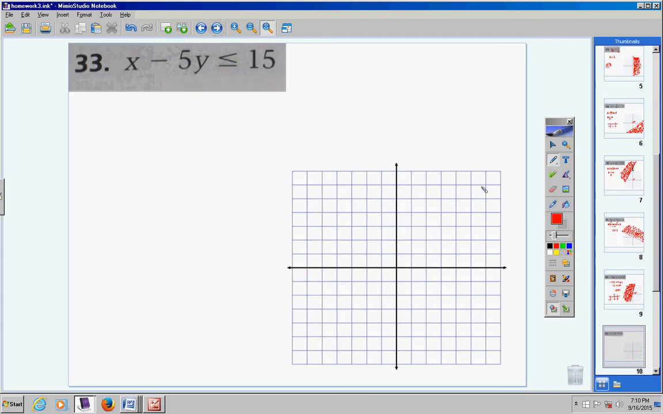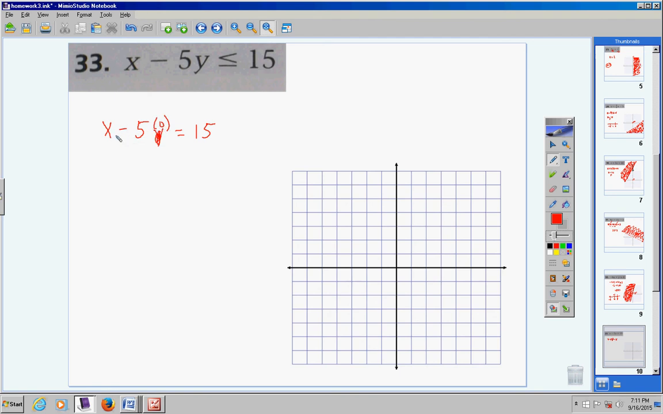All right, number 33. Again, repetitive, but good practice is practice. So I'm going to rewrite my inequality with an equal sign. I'm going to pretend I have an equal sign. And now I have x then y then an equal sign then a number. So for me, I really like the double intercept method. It's fast, okay? So where the y is, I'm going to put a 0.